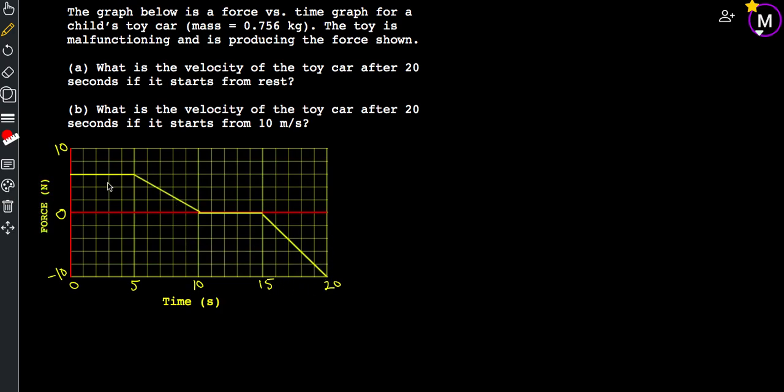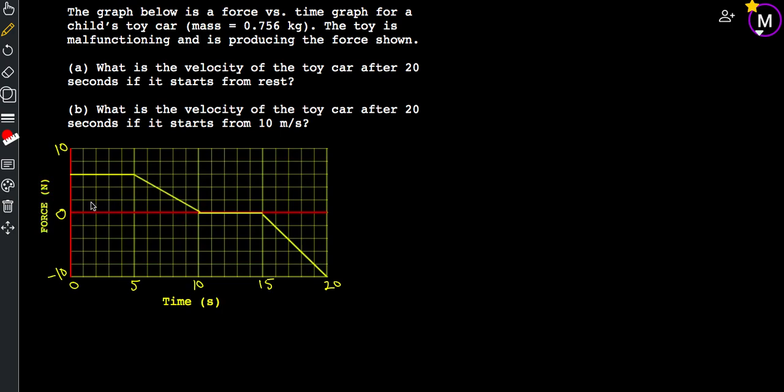So here, the first one they are asking: what is the velocity of the toy car after 20 seconds if it starts from rest, and what is the velocity of the toy car after 20 seconds if it starts from 10 meter per second. To find the final velocity, we need to know the momentum. The area covered under the F-T curve gives the change in momentum of the body.